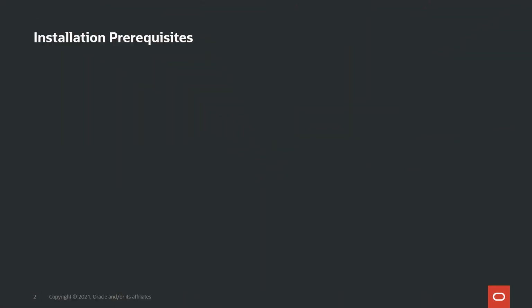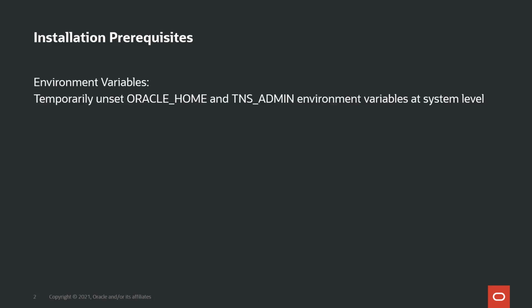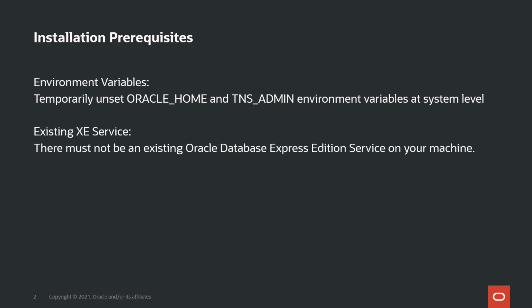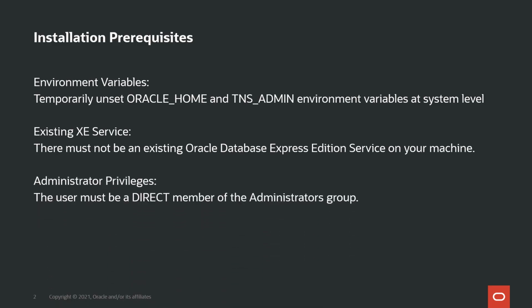Before you install, you'll need to make sure of a few things. First of all, temporarily unset any ORACLE_HOME and TNS_ADMIN environment variables. You'll need to unset these at the system level. Next, you need to make sure that there's no existing XE service on this machine, for example, from a prior install. Finally, the user must be a direct member of the administrators group. Being a member of one group and then that group being a member of the administrators group is not sufficient.